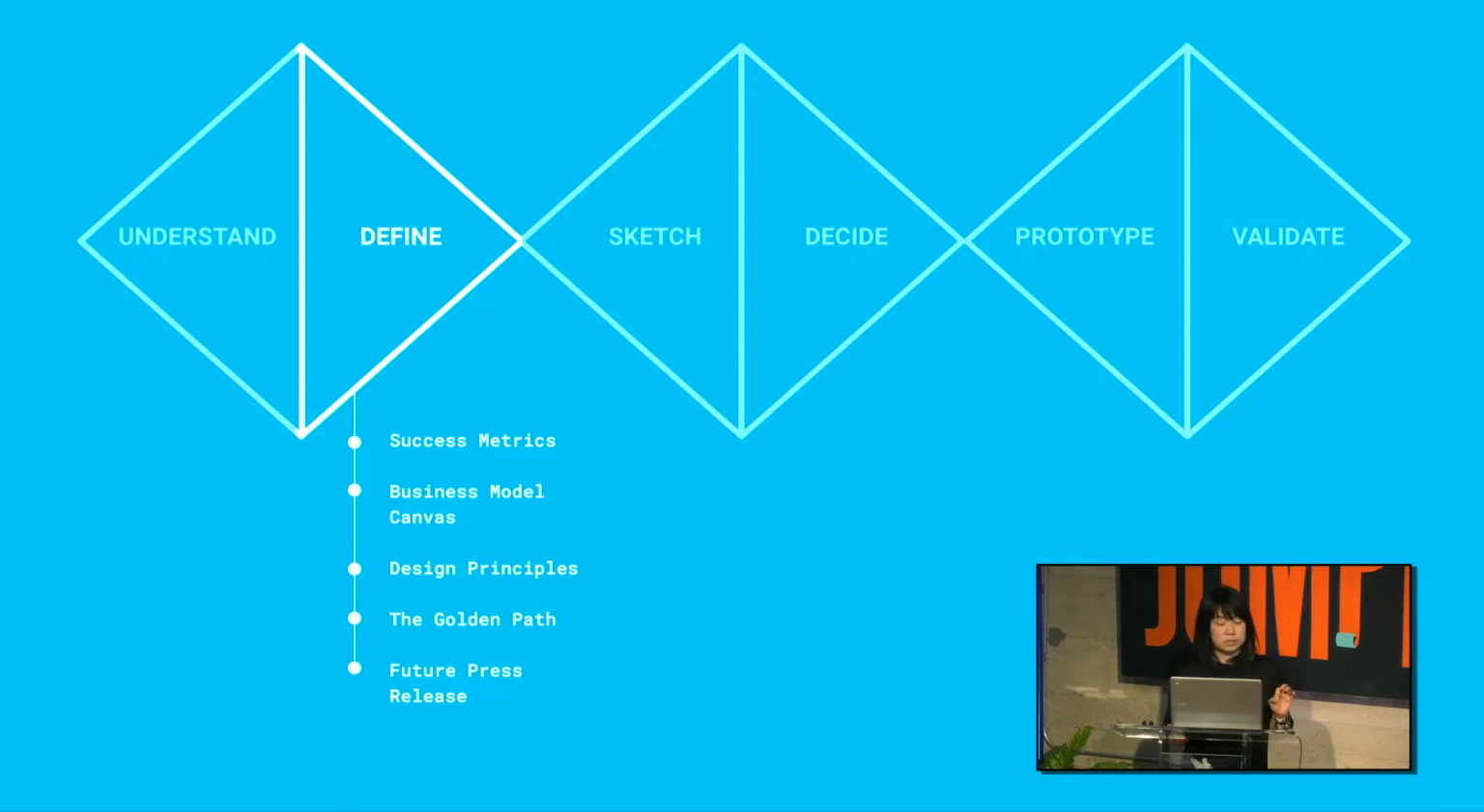So while success metrics is something that you can measure with numbers, design principles might be something a little softer and harder to numerically gauge, but still something that you want to make sure that your end product deliverable will be aligning with.